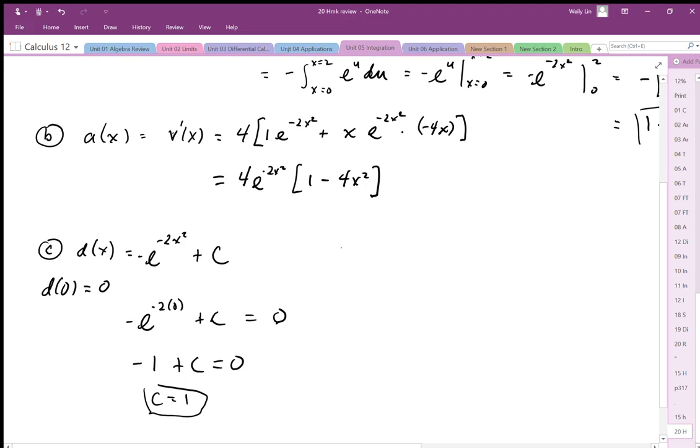Our d of x function becomes d of x equals negative e to the negative 2x squared plus 1. So there's our d of x function.